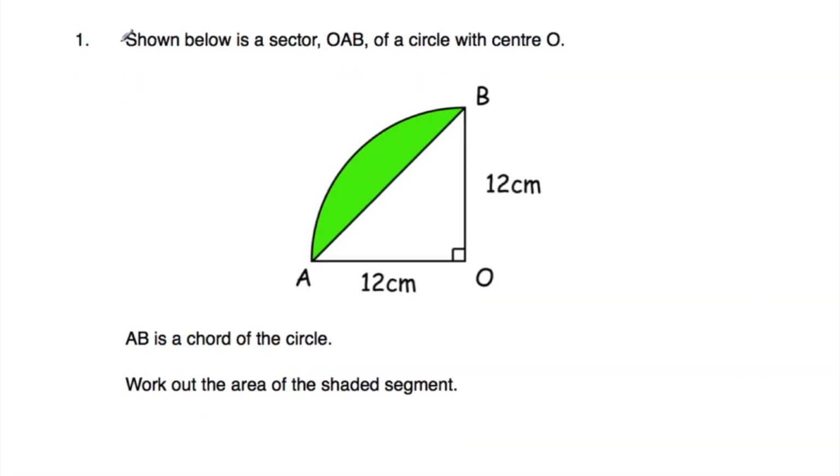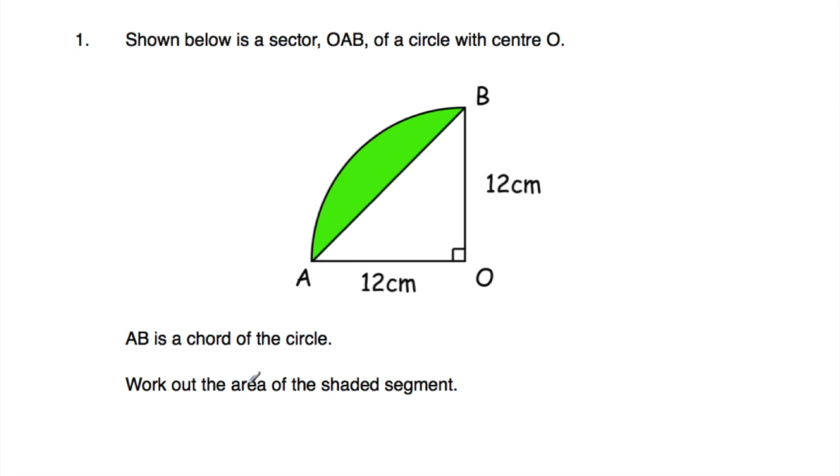Okay, let's have a look at question number 1. So question number 1 says, shown below is a sector OAB of a circle with center O. So as you can see, this is a sector of a whole circle. So if you look, there's a circle, and this is a sector, it's a quarter circle. And we're told that AB is a quarter of the circle. So that makes sense because A and B are points on the circumference, and the line joining them is a chord. So that's the chord of the circle.